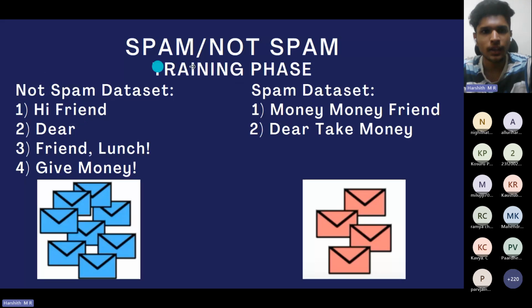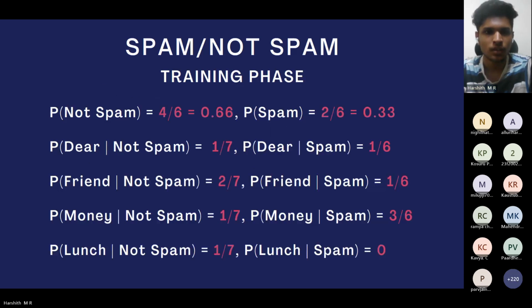In the training phase, we'll have samples in the not spam dataset as well as samples in the spam dataset. These are the statements in the not spam dataset: hi, friend, dear, friend, lunch, give money. As well as in the spam dataset: money, money, friend, dear, take money. These messages look like spam messages, so these are present in the spam dataset. We'll see how we calculate the three probabilities.